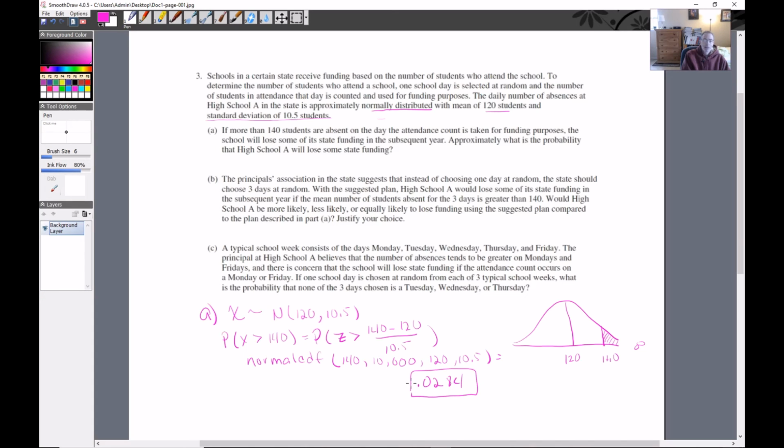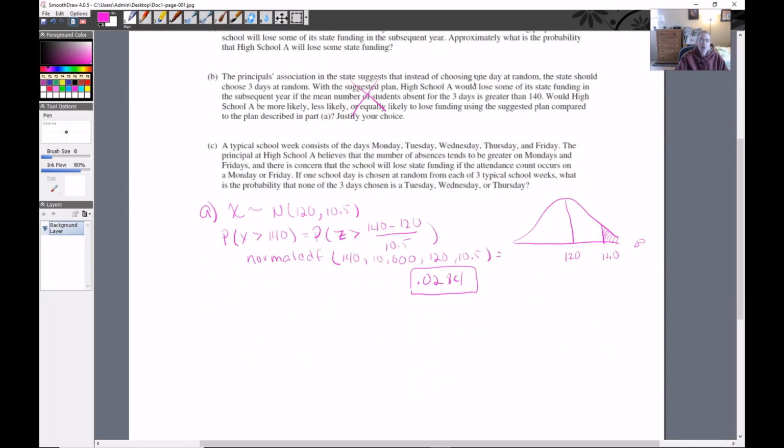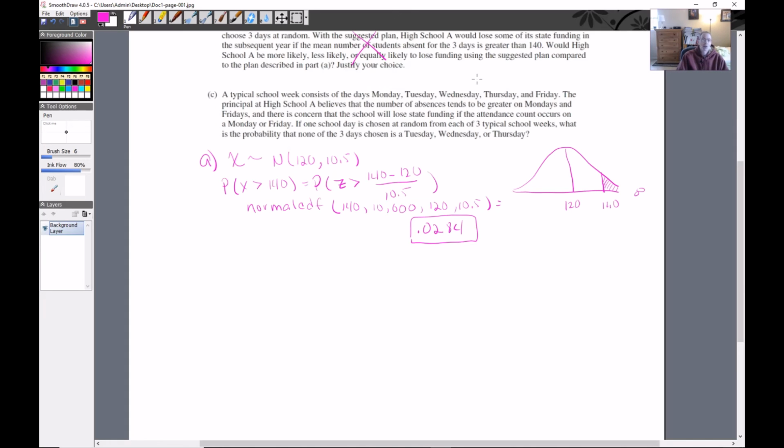Okay, now the next one is not a random variable question, but a sampling distribution question. It's beyond what we know now. In a couple of weeks, we will be able to answer that. So we're just going to skip it and go on to C.